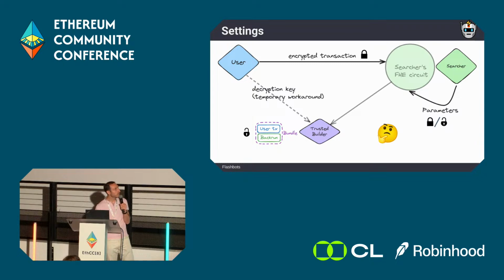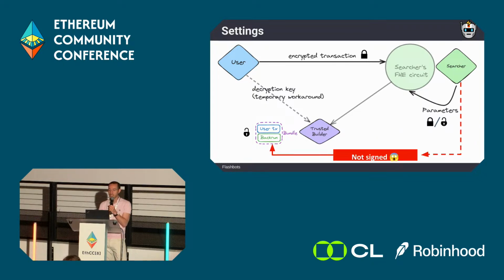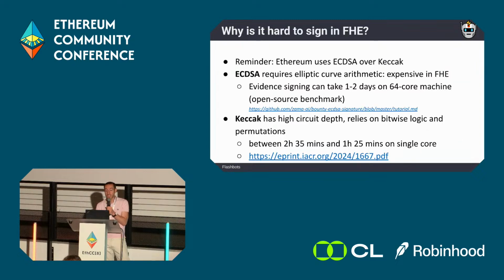Well, we've not talked about signing, right? So the FHE searcher is generating a transaction, which is basically like a raw transaction in a way, but it's not signed. So it's not going to land on chain, right? So, okay, the obvious thing you'd tell me would be, why is it hard to sign in FHE? Well, if you know your Ethereum, you know that we're using a combination of keccak hashes and ECDSA to sign transactions. And these two things happen to be pretty cumbersome to handle in FHE.